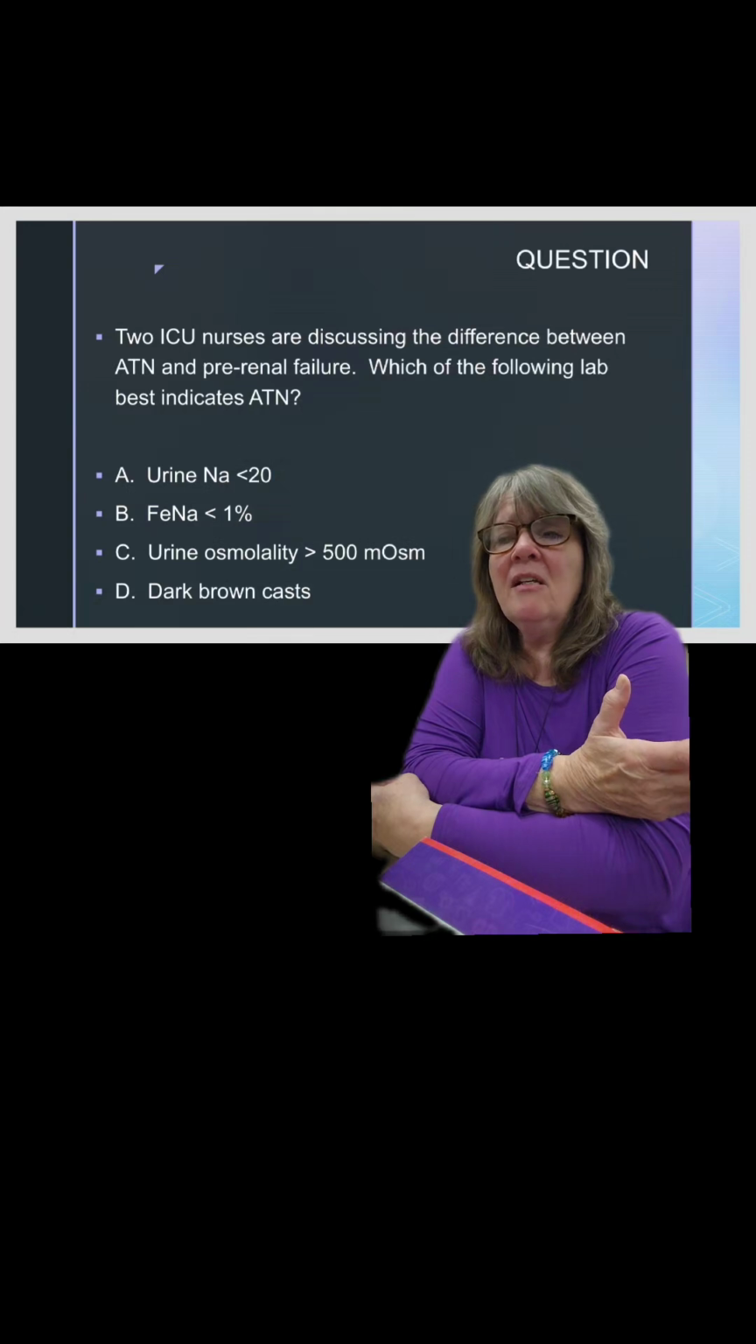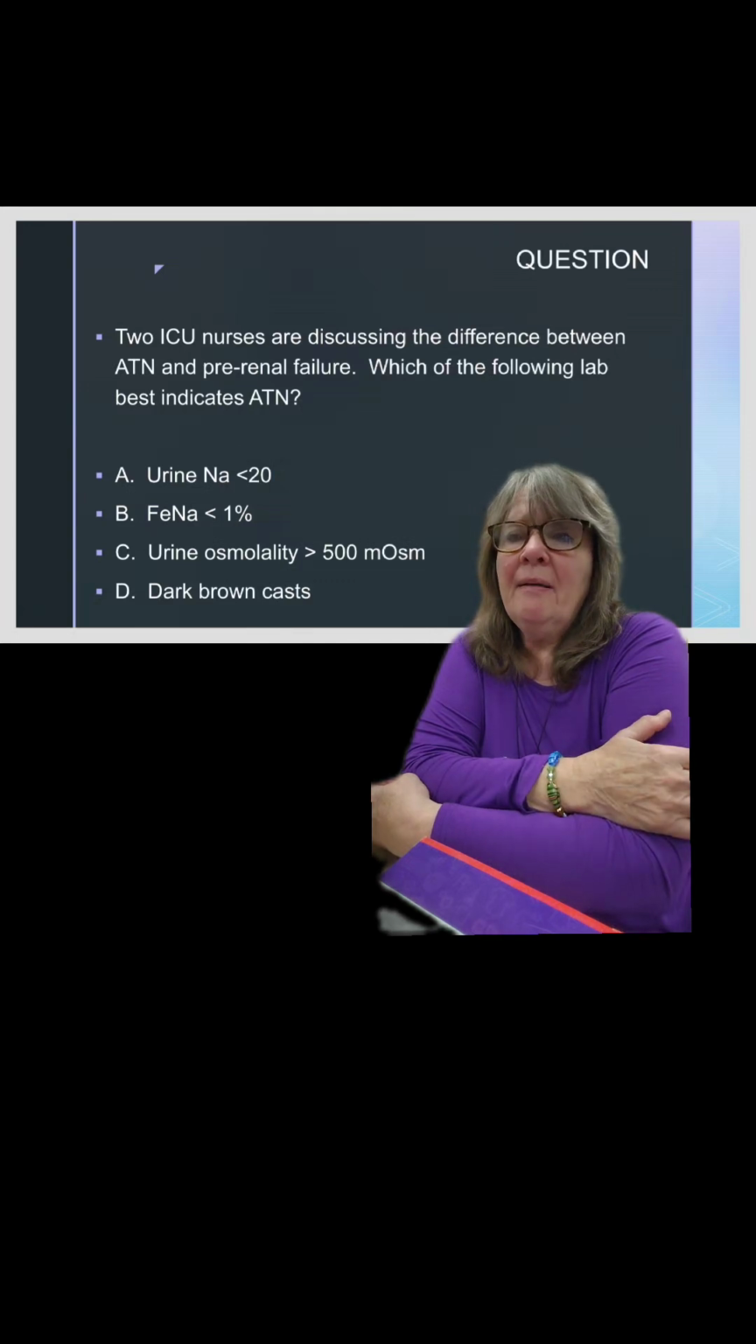And so that tells us that we would have acute tubular necrosis when we start to see these dark brown casts, which indicate nephron destruction, nephron damage in the urine.